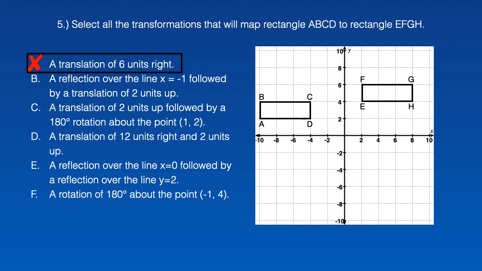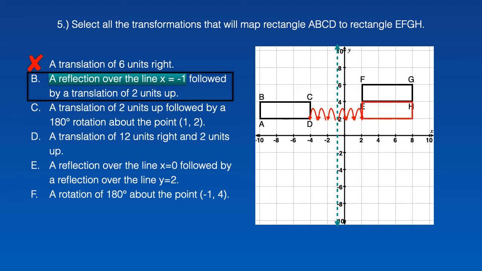Okay, letter B is a reflection over the line x equals -1. So first of all, let's look at what that is. The line x equals -1 is a vertical line that I have there in dark green. So if I reflect over that line, we can see that our pre-image is 3 units to the left of that line. So if I reflect that rectangle over that line, it's got to be 3 units to the right on the other side. So that's how I do my reflection.